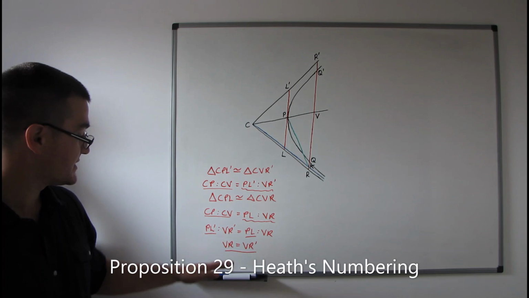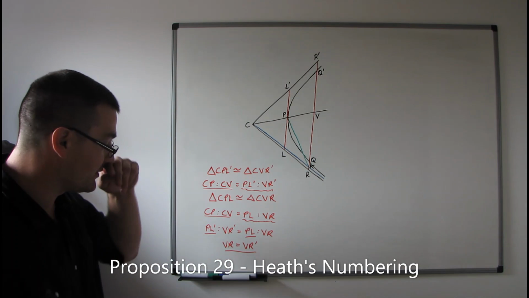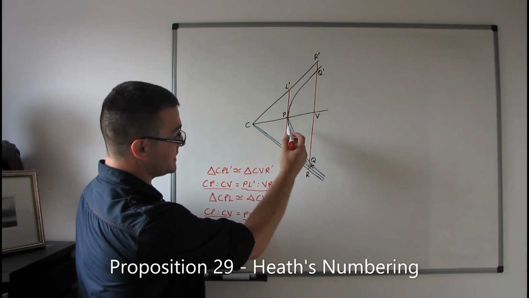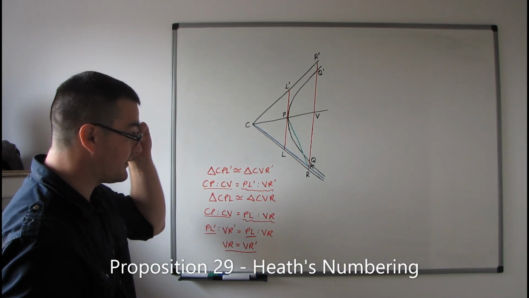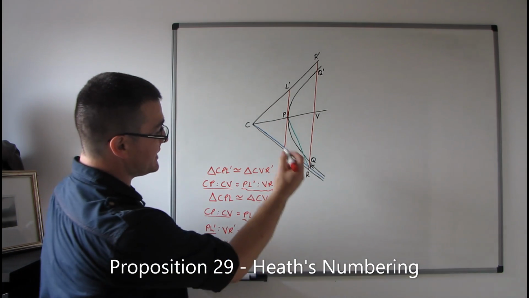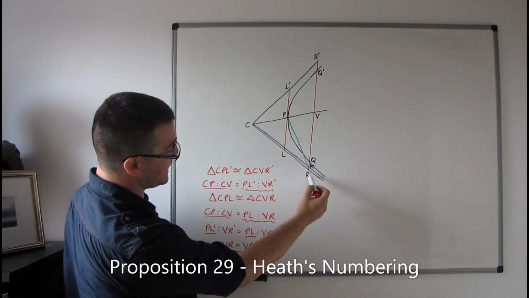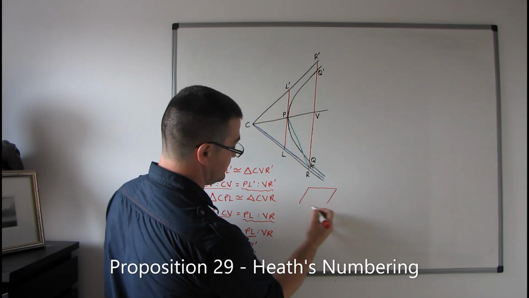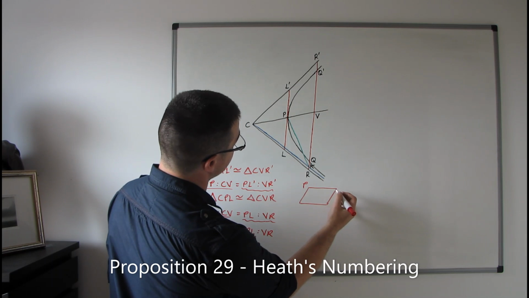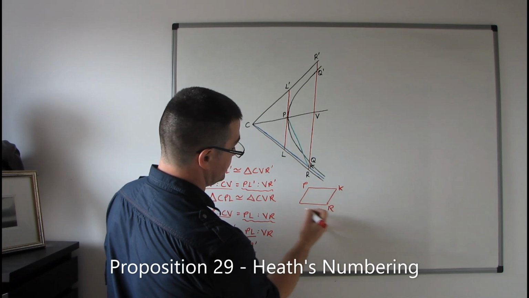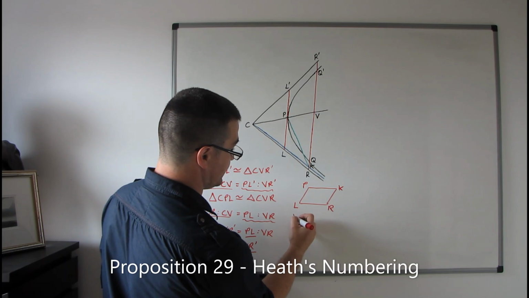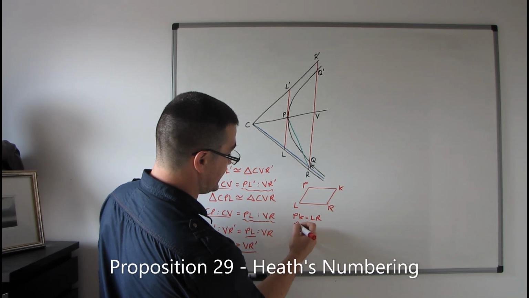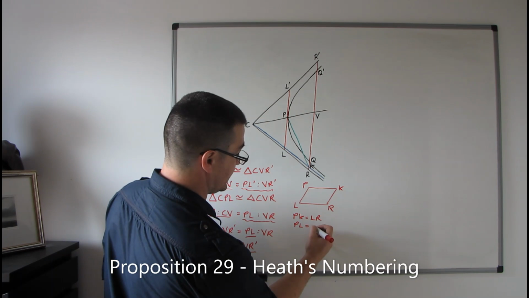Okay, so that's something that we're going to need to use further down the line. And now we've also got, and this is where again you're going to have to use your imagination a little bit, imagine PKRL as a parallelogram. So that would suggest that obviously PK is equal to LR, but more importantly PL is equal to KR.